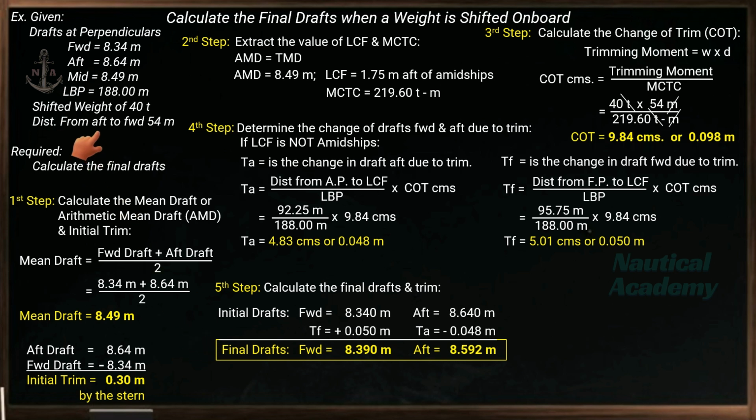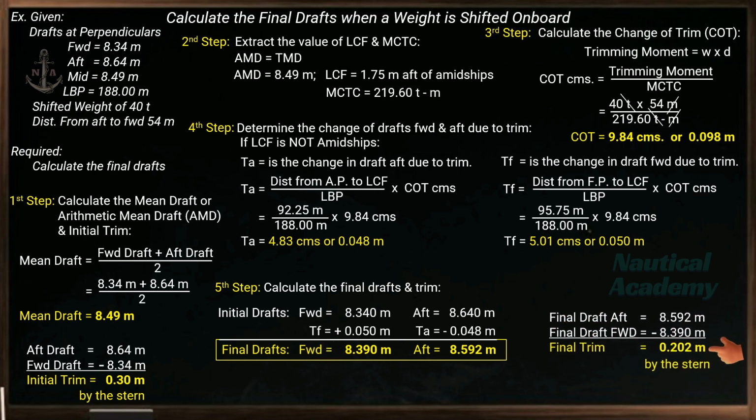Since we shift weight from aft to forward, there will be a decrease in the aft draft, and an increase in the forward draft. The final aft draft is 8.592 meters, and the final forward draft is 8.390 meters. Now, the final trim is 0.202 meter by the stern. A few millimeters in the change of final drafts, but the final trim is the same. This is due to the factor that we used the same value of MCTC, and we have a smaller amount of weight being shifted, so the changes in the initial and final drafts are minimal.